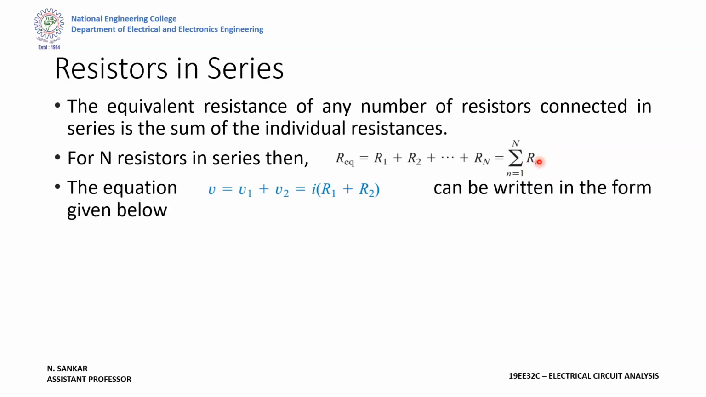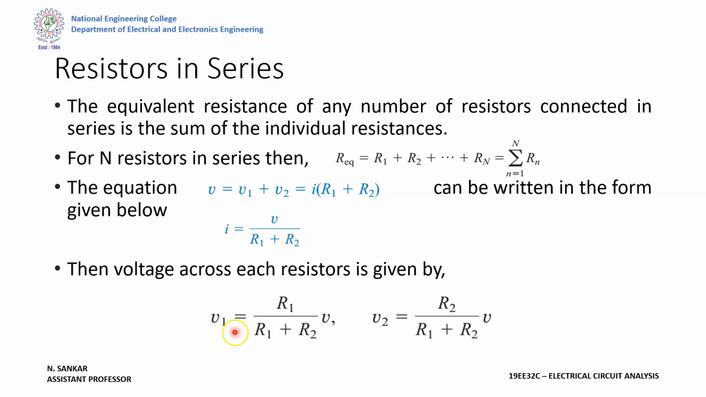Okay. So similarly, as already seen, V is equal to V1 plus V2, which is nothing but I into R1 plus R2. We know the value of I. So I is nothing but V by R, where R is equal to R equivalent. So instead of I, we can just substitute V by R1 plus R2. Combining these two equations, that is V equal to V1 plus V2 equal to I times R1 plus R2, and the equation I is equal to V by R1 plus R2, we can derive an equation for V1 and V2.